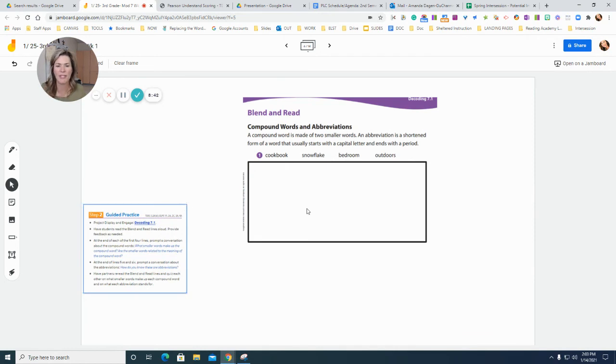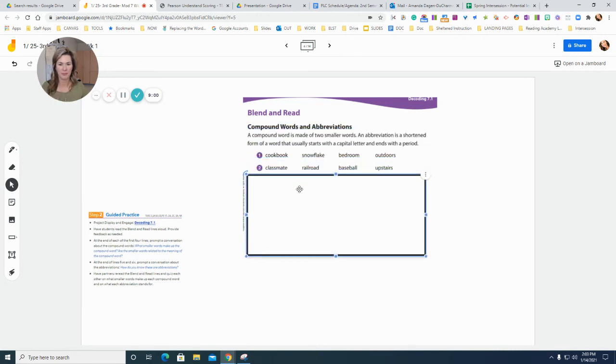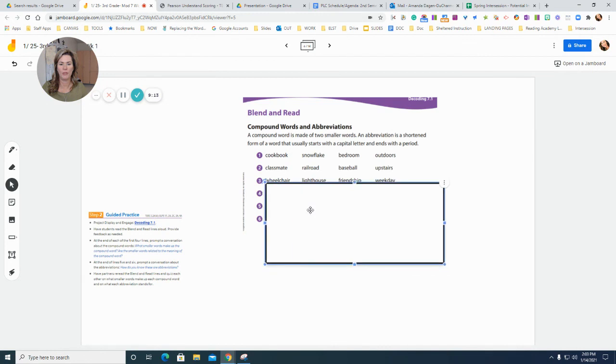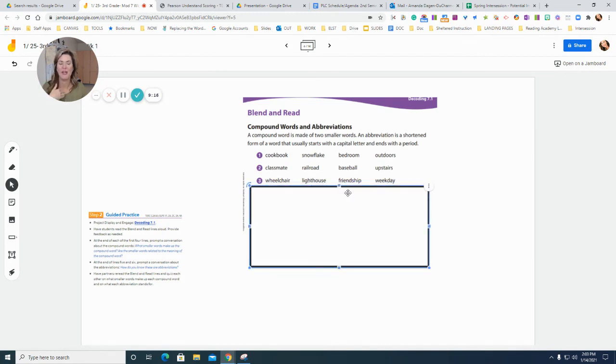So the last thing we'll do with this is just go over some of these words together. So we're going to go over this line. I say and then you say. Cookbook, snowflake, bedroom, outdoors, classmate, railroad, baseball, upstairs, wheelchair, lighthouse, friendship, goodbye, weekday.